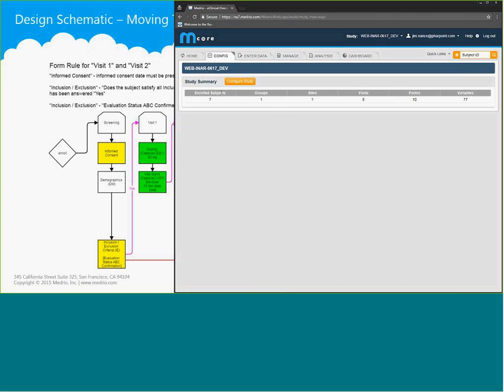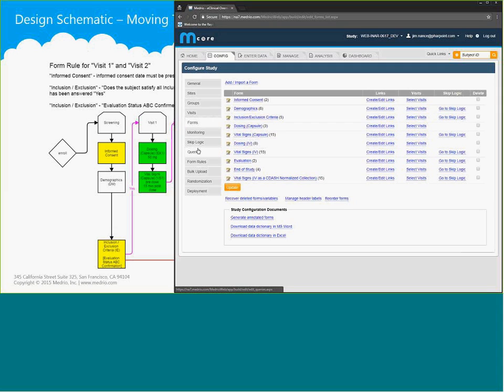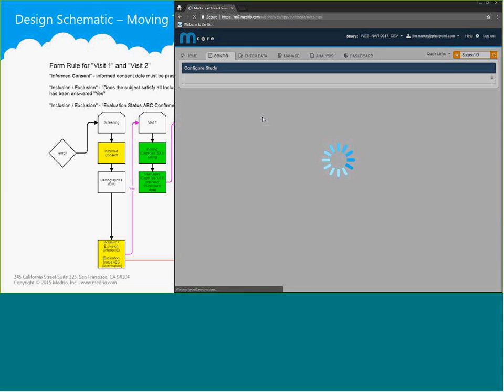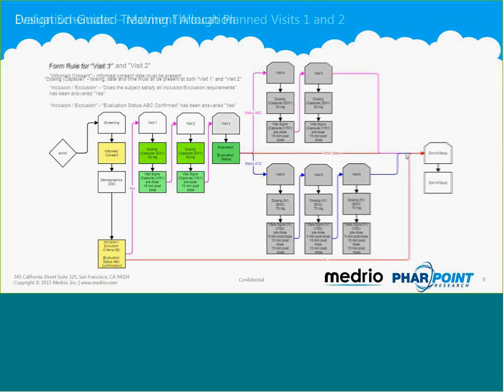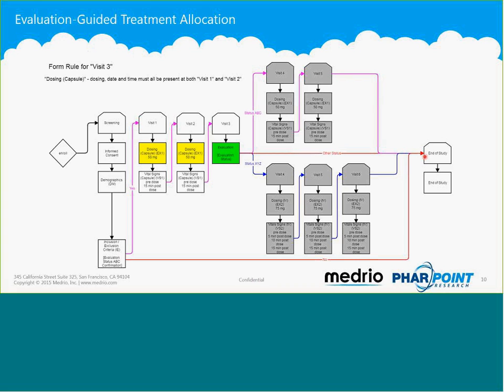Quick look at the form rule for that. So here, the form rule says non-missing, with expected values of yes for inclusion-exclusion met and the evaluation status of ABC at screening, and then here are the additional Visit 1 and Visit 2 capsule and vital sign forms being added, getting to the point of hitting our true evaluation, where the design will start.